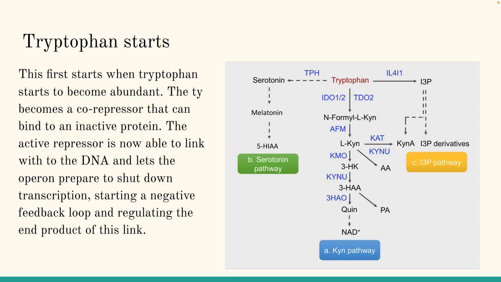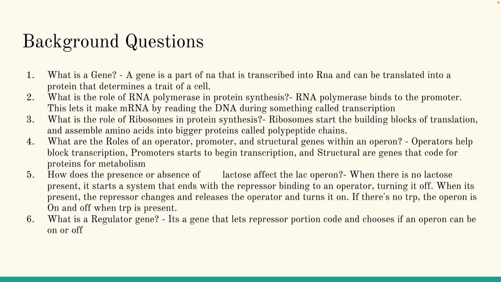And this is when TRP is abundant. When TRP becomes abundant, it can become a co-repressor that binds to an inactive repressor protein. The active repressor is now able to link with the DNA and lets the operon shut down transcription, starting a negative feedback loop and regulating the end of the process. So these are some background questions.